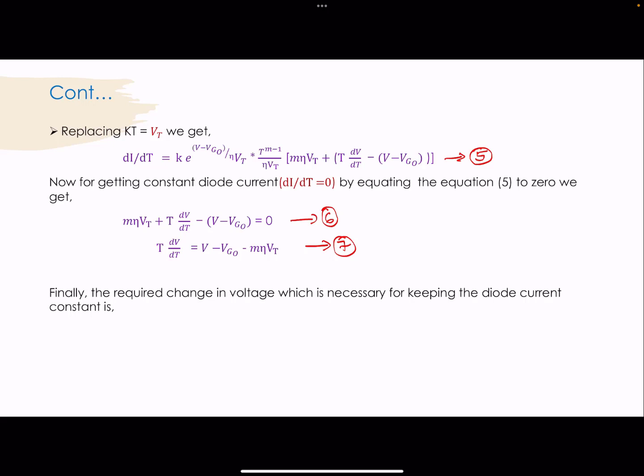Now finally, the required change in voltage which is necessary for keeping the diode current constant is dV by dt is equal to (V minus Vg0 plus m eta Vt) by T. Let it be equation 8.